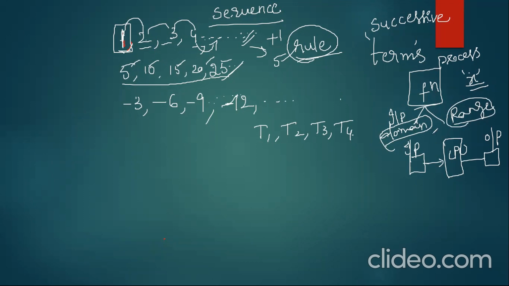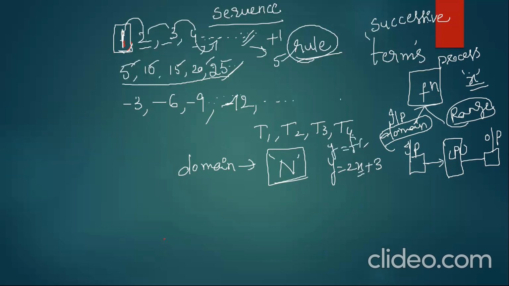So here, a sequence is a function whose domain is the natural number set. If the domain is the natural number set, what is the meaning? Any kind of function you take, say I am taking y equals 2x plus 3. This is one function. Here y is a function of x, right? So can I call this y equals f of x?